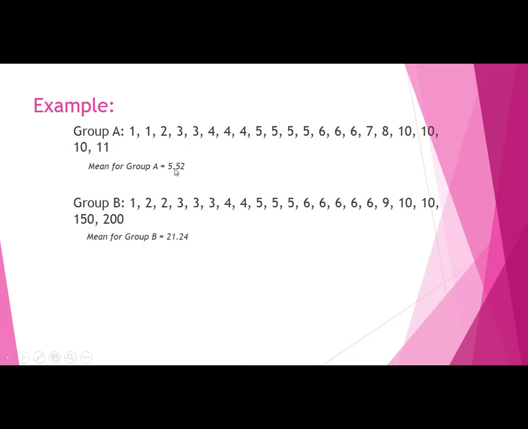The mean is 5.52. Okay, so your lowest is 1, your highest is 11. Group B, 1, 2s, 3s, 4s, 5s, 6s, 9, 10, 10s. Then you add 150 and 200. Look what happens to your mean. It goes to 21.24. Okay? Do you see the difference here? So all we added were 2 numbers, but it really pulls it to the extreme. So when you have those large numbers, it pulls it to the extreme.